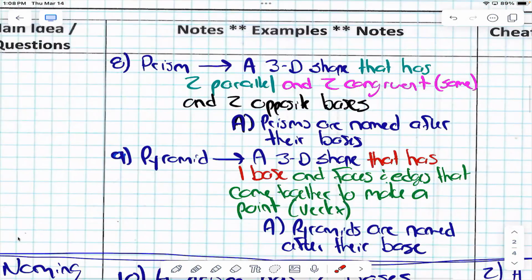Prisms. Here we go. A prism is what kind of shape? 3D shape. It has two parallel what? Faces. It has two congruent faces. What's congruent mean? Same. And then what's true about its bases? They're always going to be what? Opposite. So if you have that, you have a prism.